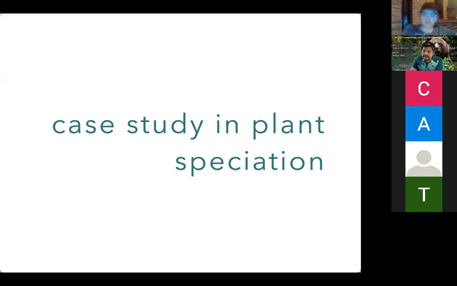Get us thinking about this. I have a case study in plant speciation. What if we were able to use those concepts in actual research and figure out if the plant species are different? And in this, I like to borrow the example from my friend.